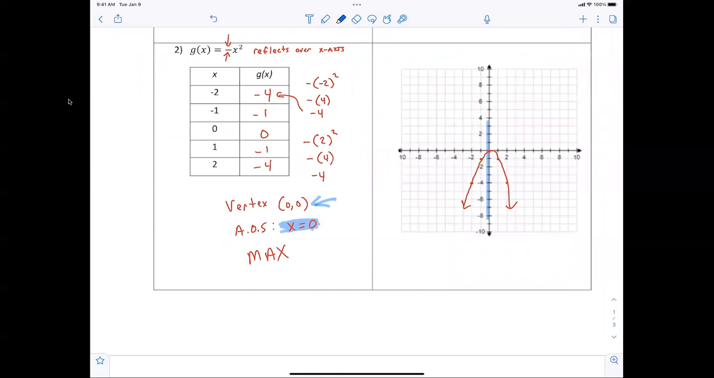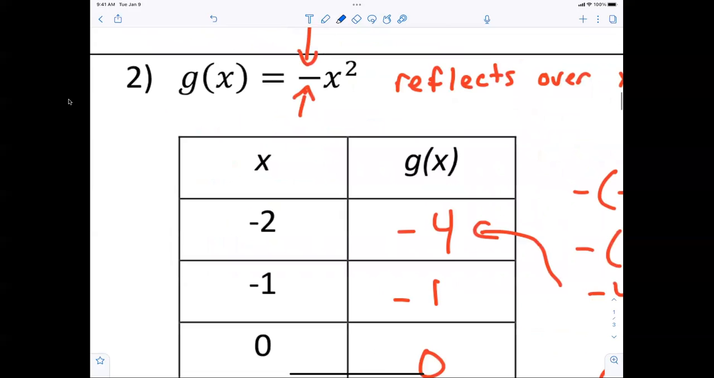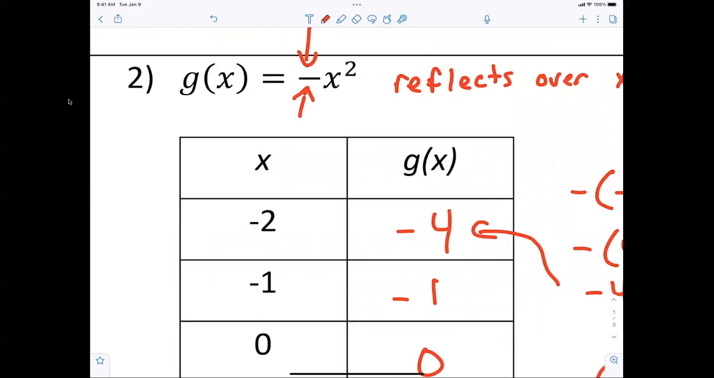Why is there a G? It can be any letter here. F, G, H, doesn't matter. Generally, it's F. F stands for function. These are all functions. Would the axis of symmetry always be going vertical? Yes, until you get to Algebra 2, and then I teach you how to rotate it going left and right.